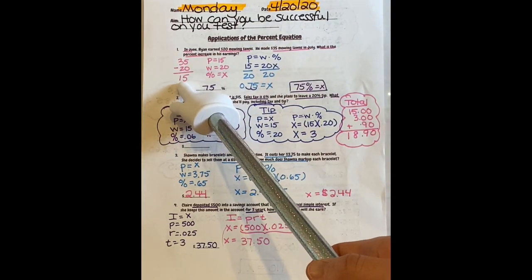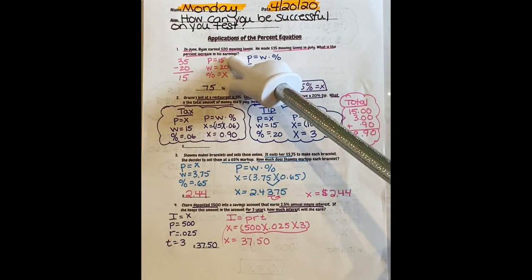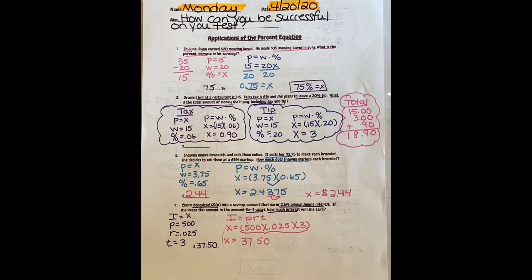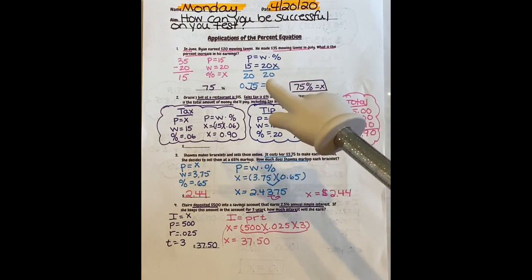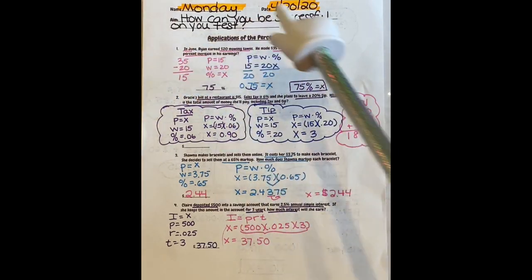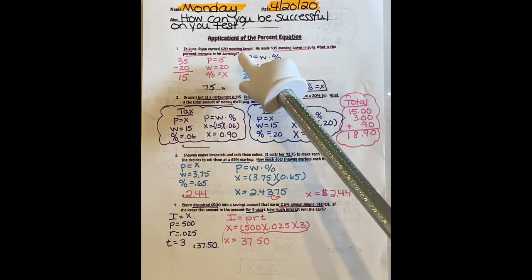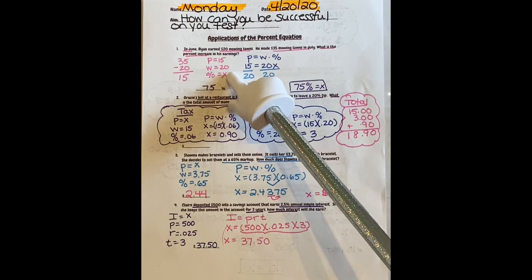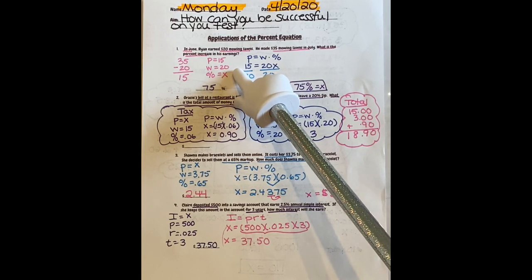Your part always has to be the amount of change. So 15 would be my part, which is what I have here. Your whole has to be the original amount. So my original amount is 20 because June comes before July. So 20 is my whole. And then I'm trying to find my percent, which is X.